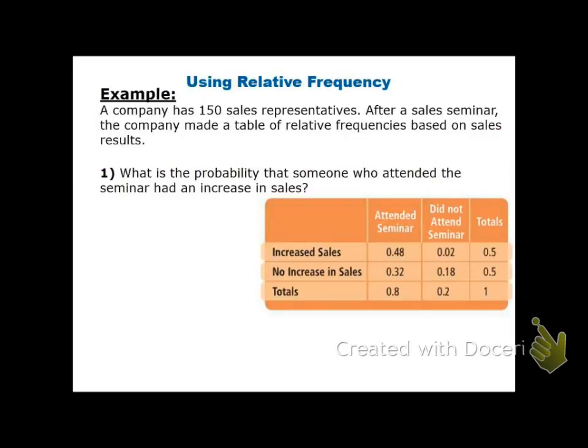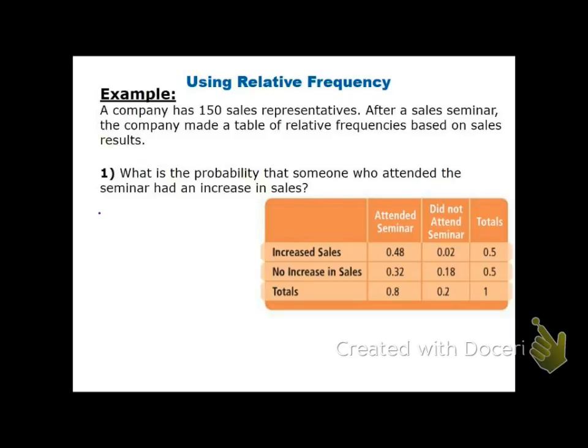All right, so now we're looking at using frequency tables and relative frequency to determine probability and conditional probability. So, a company has 150 sales representatives. After a sales seminar, the company made a table of relative frequencies based on sales results. What is the probability that someone who attended the seminar had an increase in sales? So in this case, we're looking to find the relative frequency. All right, but we're still going to use our probability and our conditional probability.